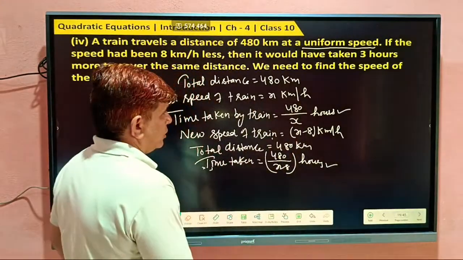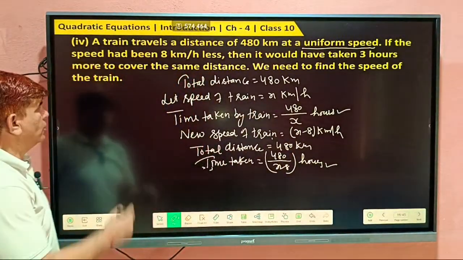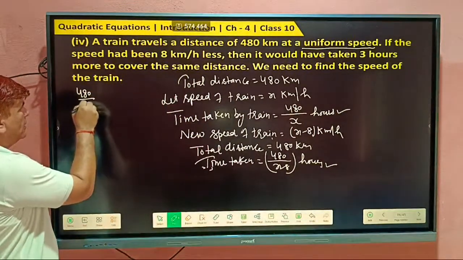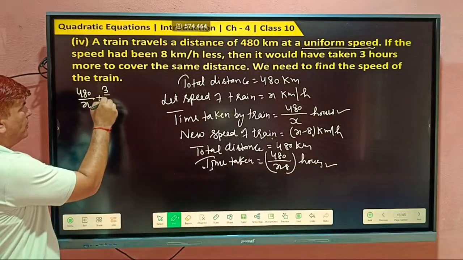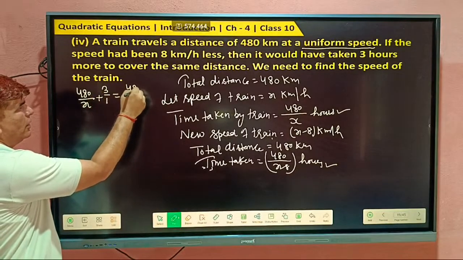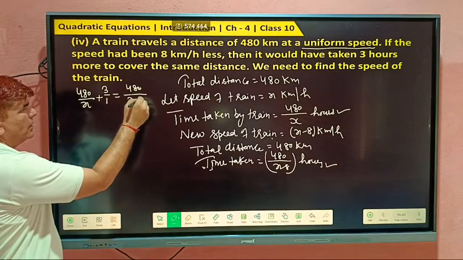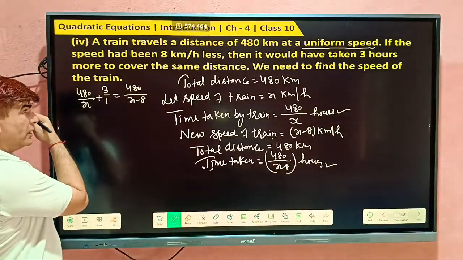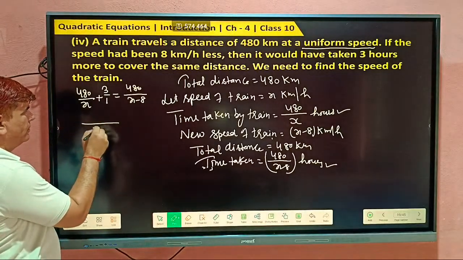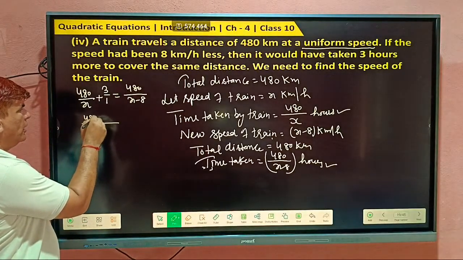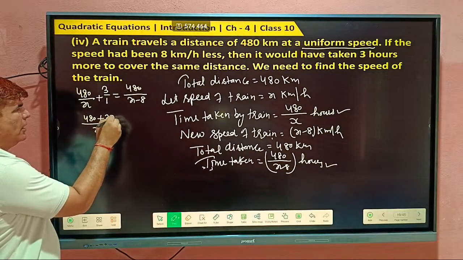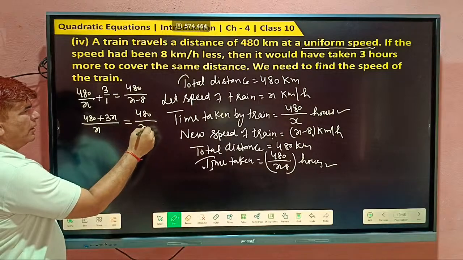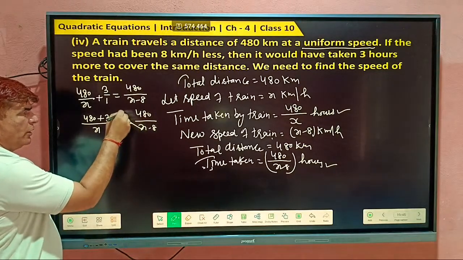So according to the question, how can we write? 480 by x plus 3 is equal to 480 by x minus 8. Got it? What's your LCM? X is your LCM. So 480 plus 3x over x is equal to 480 by x minus 8. Cross multiplication.